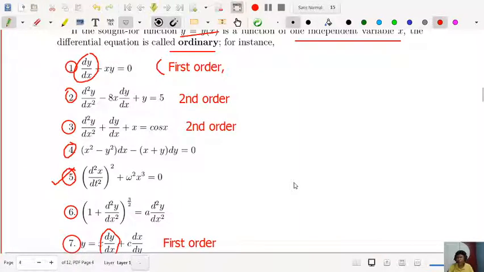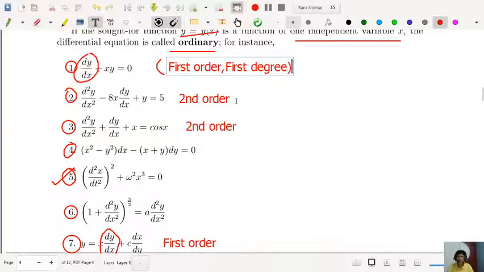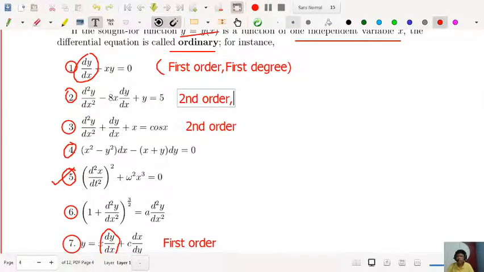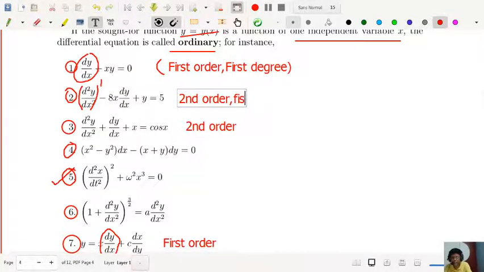For example, let us see. What is the power of the highest order derivative in equation 1? The power is 1. So it is a first order first degree equation. What about this one? This is a second order differential equation, but what is the degree? The power of the second order derivative is 1. So it is a second order first degree equation.